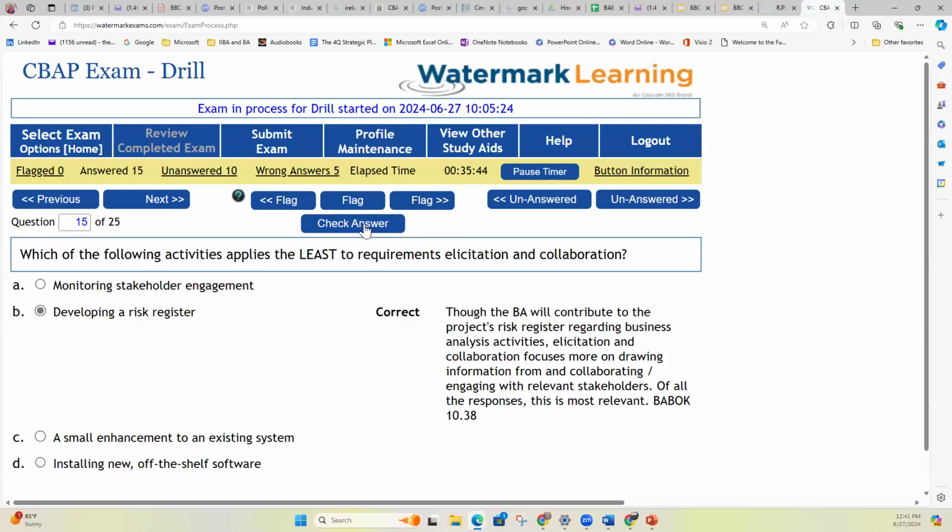Let's answer it. Correct. Although the BA will contribute to the project's risk register regarding the business analysis activities, elicitation and collaboration focuses more on drawing information from and collaborating, engaging with the relevant stakeholders. So this one is the least. Anyway, the double negative is confusing. But this is the right answer. Good job.